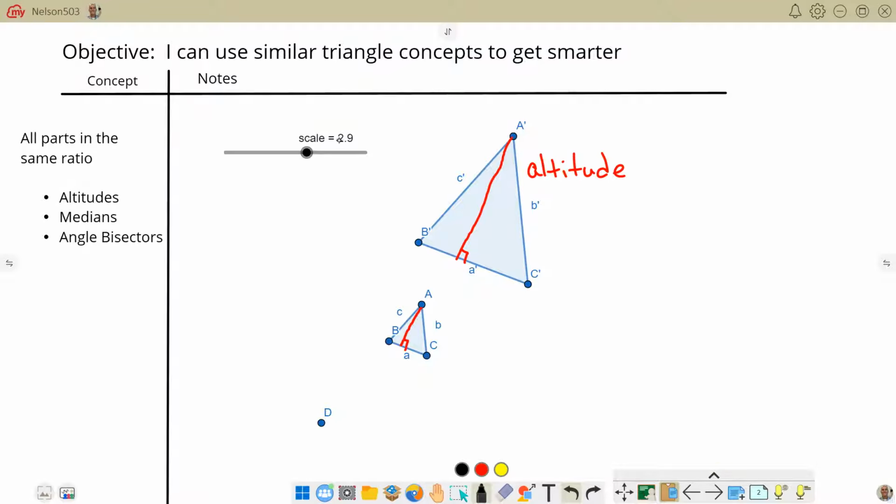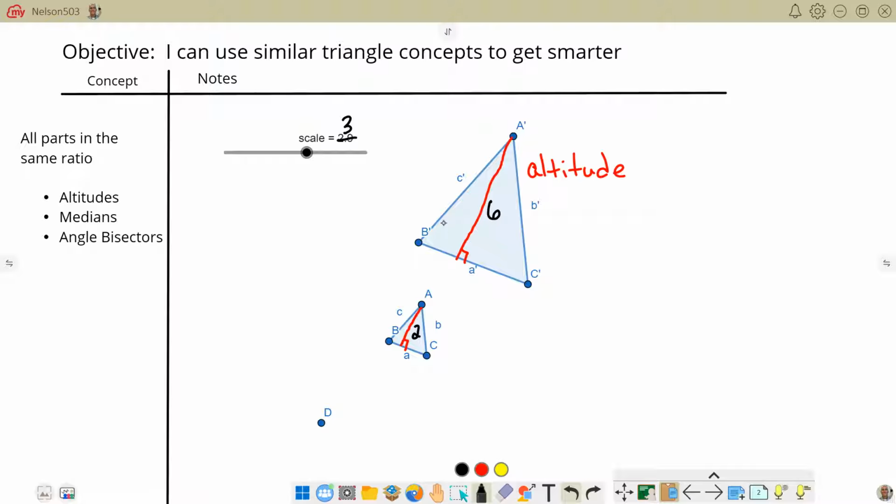So maybe put down some numbers here, and let's make this easier. Let's say this is a scale factor of 3, because we could have moved it to 3 on GeoGebra, right? And let's say this down here is 2. Well, you could say, okay, it's just 3 times bigger in this triangle, so this altitude is 6. Now you might say, okay, it's not going to be that easy, Nelson. How do we do this?